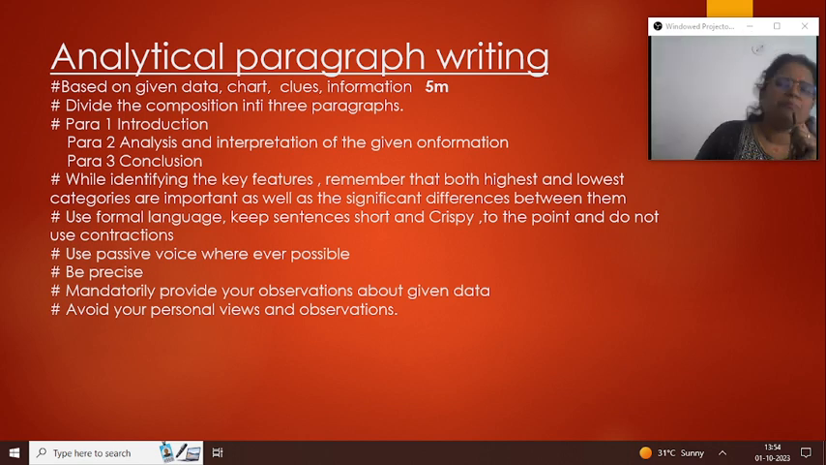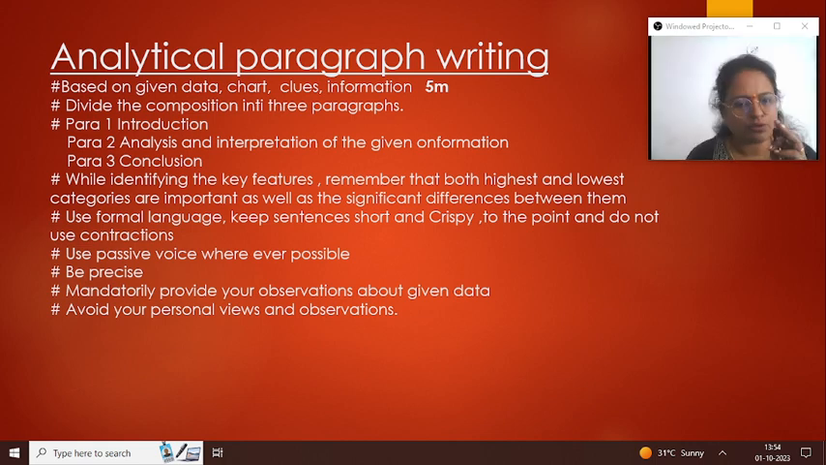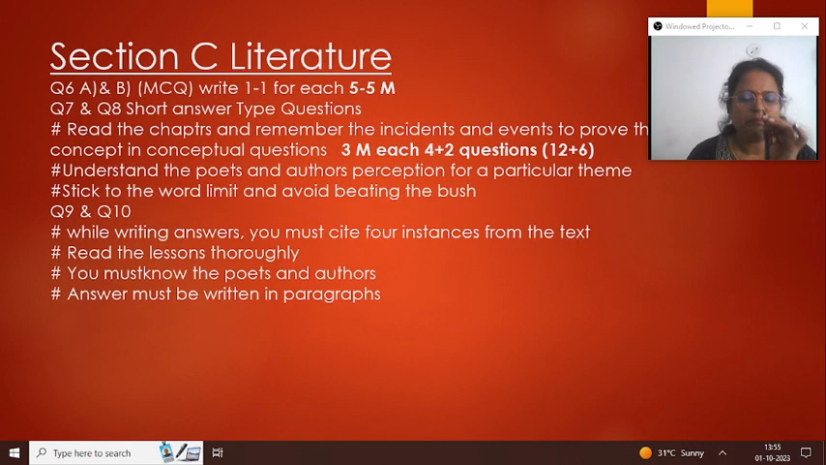Be precise, in short. Don't be so lengthy. Write slowly and nicely. It is mandatory to provide observations about the given data. Whatever is told in the data, chart, or graph, that much only you should write. Avoid your personal views and observations. What you personally feel should be avoided in the analytical paragraph.